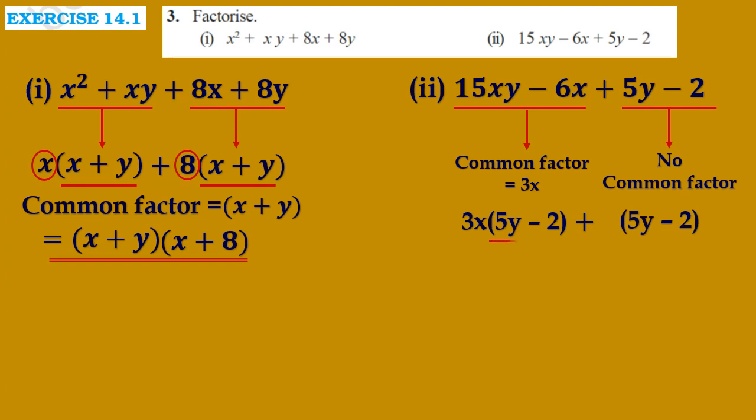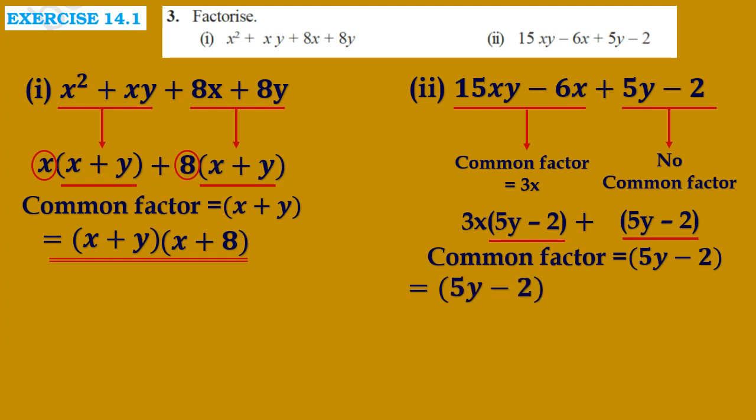Now in both the terms, what is common now? 5y minus 2 is common in both. So take that out. 5y minus 2 is common. So what is left out in the first term? 3x. What about the second term? What is left out there? 5y minus 2, that we have taken out. So what is the remaining? 1. 1 is remaining there, is it not? So 5y minus 2 into 3x plus 1.